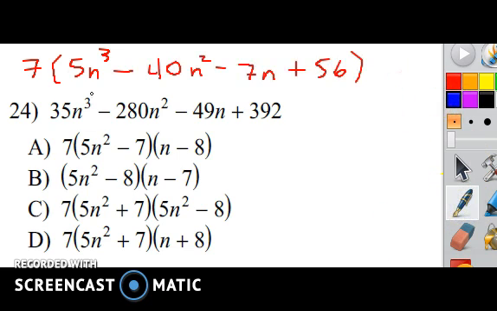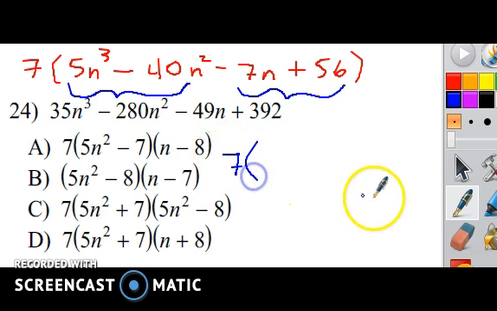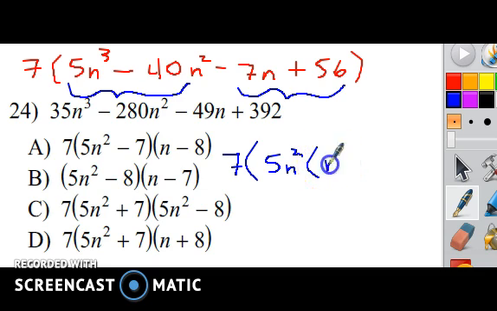After I've factored out a 7 from each term, I see that these first 2 we can pull and factor out now. So I'm going to pull out of 5 and 40 a 5. So we have a 5n squared, and inside the parentheses we're going to have n minus 8. And then from the minus 7n and 56, I can pull a minus 7 out.